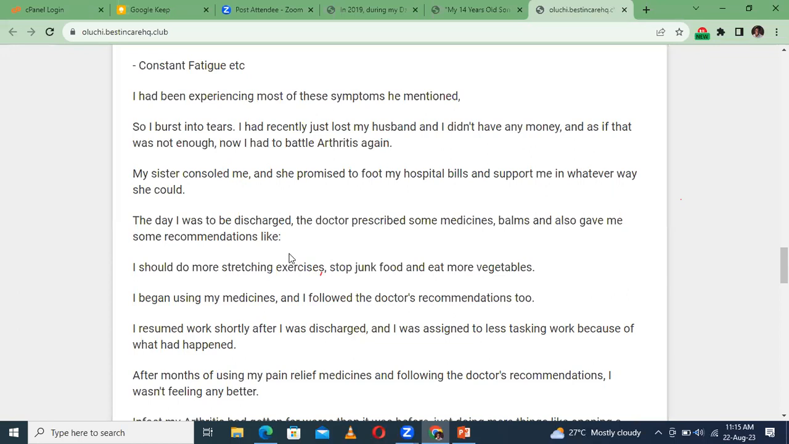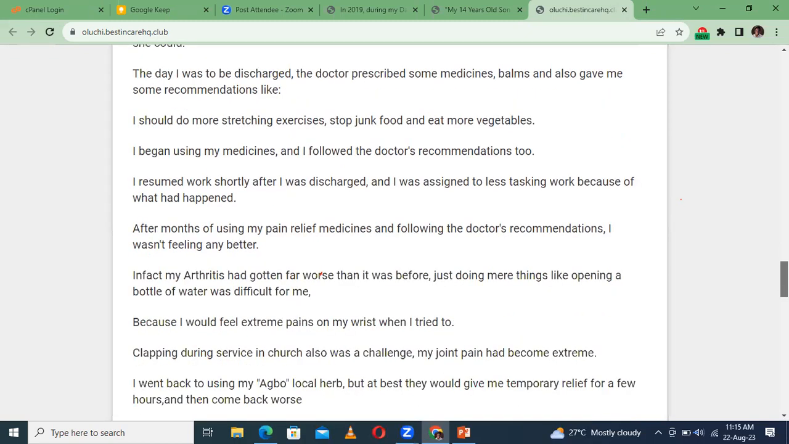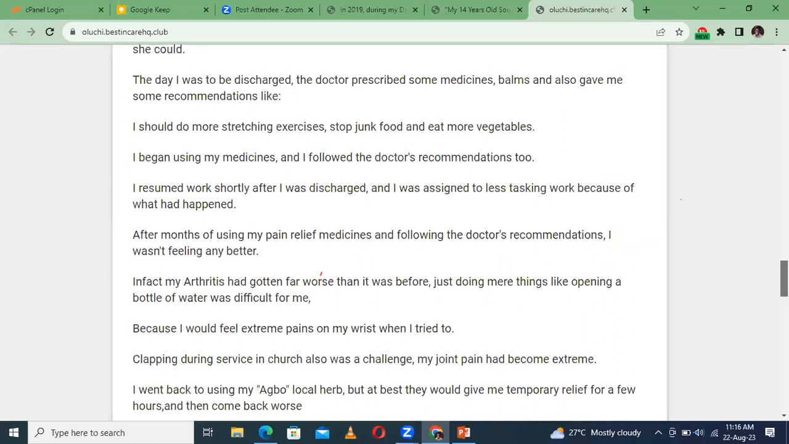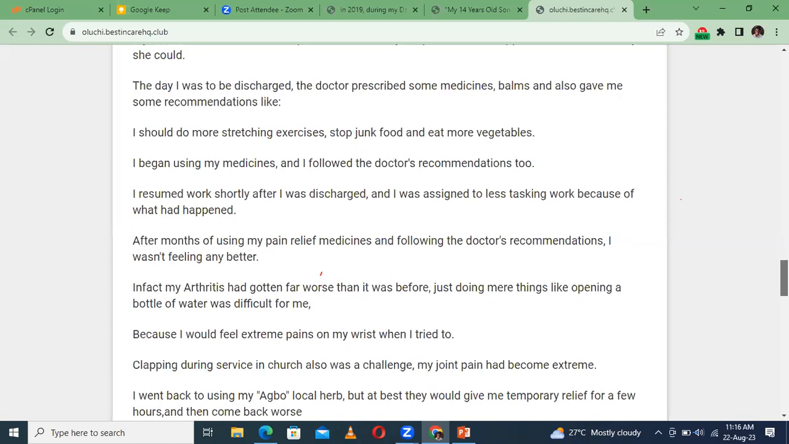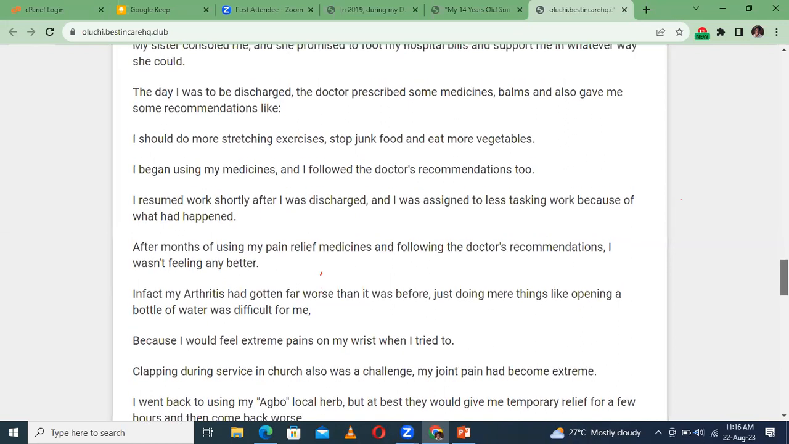I began using my medicines and I followed the doctor's recommendation too. I resumed work shortly after I was discharged, and I was assigned to a less tasking work because of what had happened. After months of using my pain relief medicines and following the doctor's recommendation, I wasn't feeling any better. In fact, my arthritis had gotten far worse than it was before. Just doing mere things like opening a bottle of water was difficult for me because I would feel extreme pain on my wrist when I tried to.